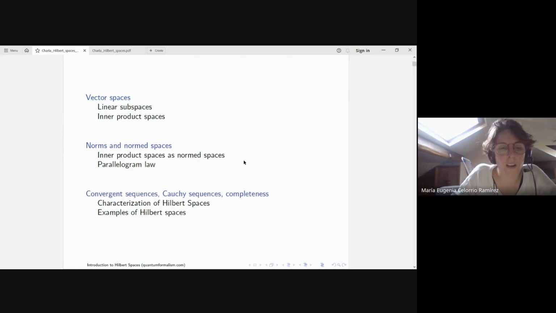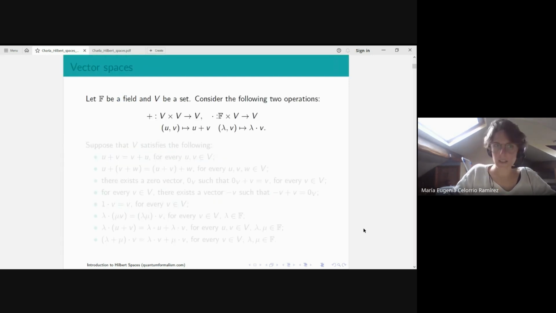And later on, we are going to talk about sequences, convergent sequences, Cauchy sequences, and we're going to see what it means to be complete. That is going to lead us into talking about Banach spaces and Hilbert spaces. And we're going to see a characterization of Hilbert spaces as part of the Banach space structure. And then we're going to end the session seeing a couple of examples of Hilbert spaces. Hopefully, everything will be clear, but if not, please ask, write in the chat if there is something that needs clarification.